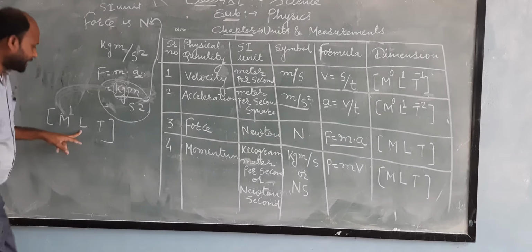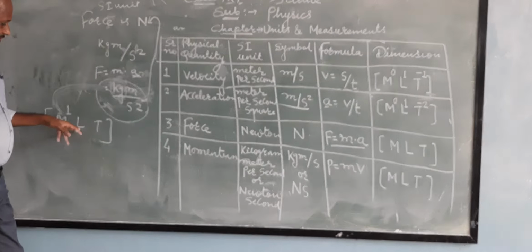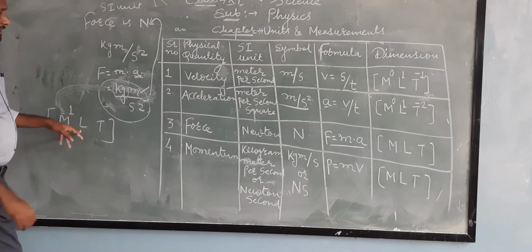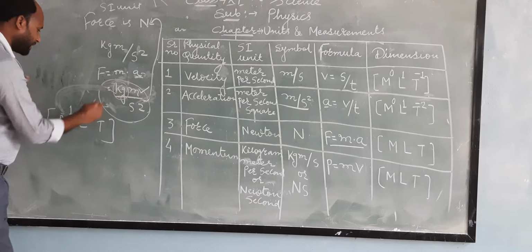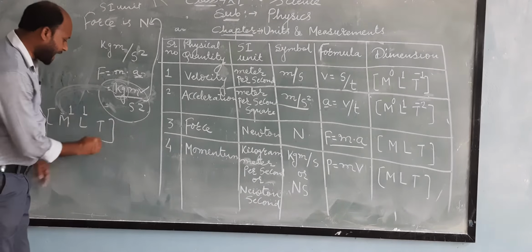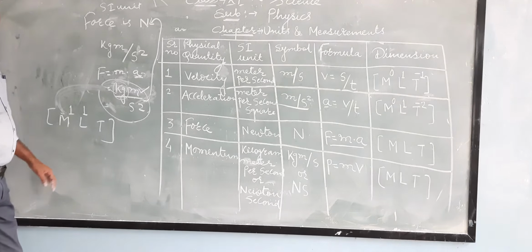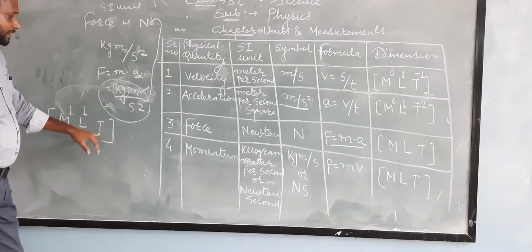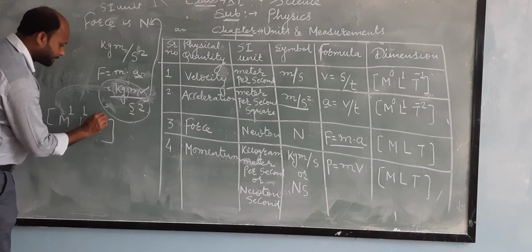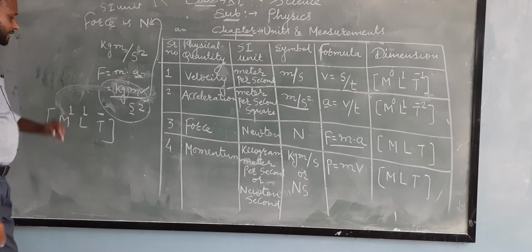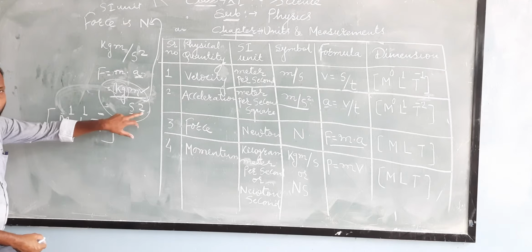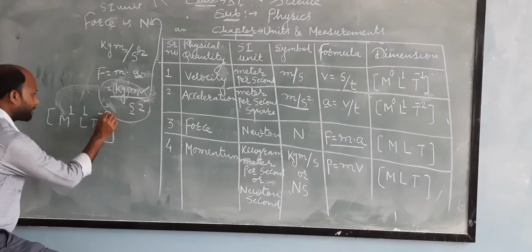Now the next term is length. The SI unit of length is meter, and meter is also present here, and it has no visible power, which means the power is 1. And the last term is T. T stands for time, and the SI unit of time is second. Second is present, but in the denominator, so it takes a minus sign, and the power of second is 2, so here also we take 2.